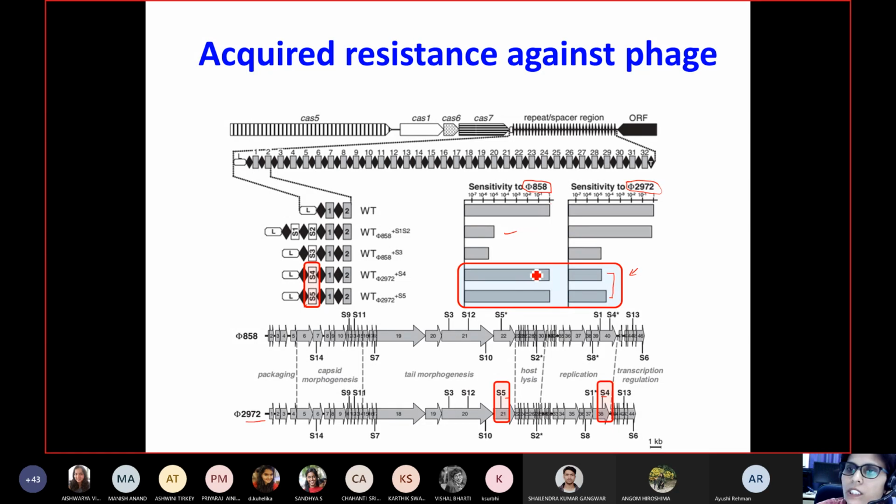And there are certain sequences which are present in both phages. For example, S3 here, this is present in both of the phages. When these kind of sequences were acquired, they become resistant to both of the phages.